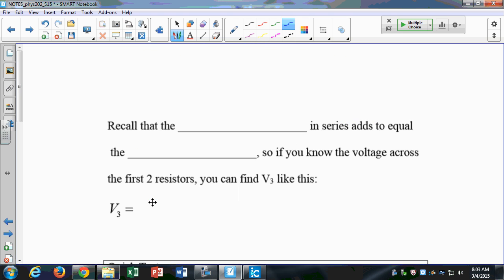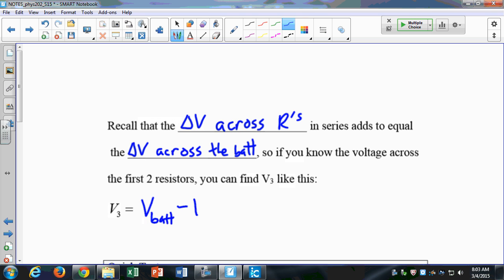Or if you just knew the voltage across the first two resistors, because the change in potential across resistors in series has to equal the delta V across the battery, so if you know the voltage across the first two resistors, then you could find V3 like this. You could say the voltage across the battery minus V1 minus V2. So that would be 10 minus 2 volts minus 4 volts. And that would equal 4 volts.